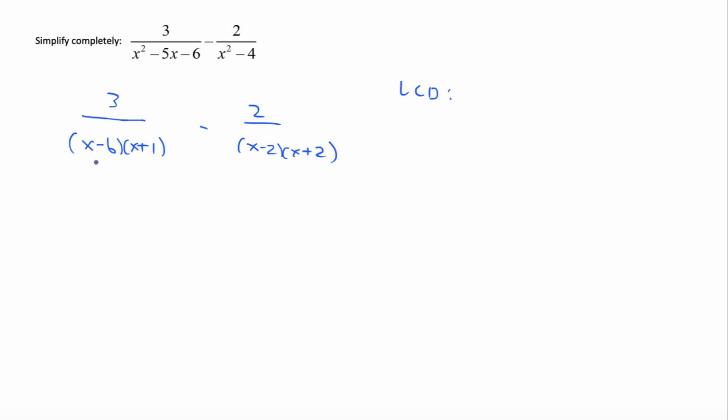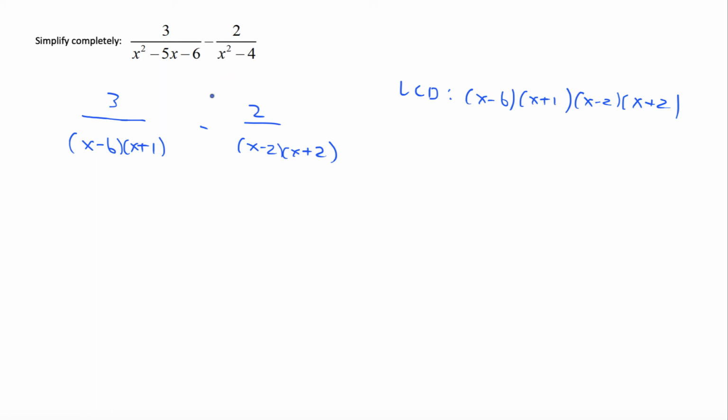Okay, so our LCD should consist of an x minus 6. Also should consist of the x plus 1. Okay, and then here it should consist of an x minus 2 and x plus 2. So actually, you notice that these fractions do not share a factor, so the LCD will consist of all 4 terms. Now what is the next step here? Remember, we're adding and subtracting fractions, which means we need to keep the LCD.